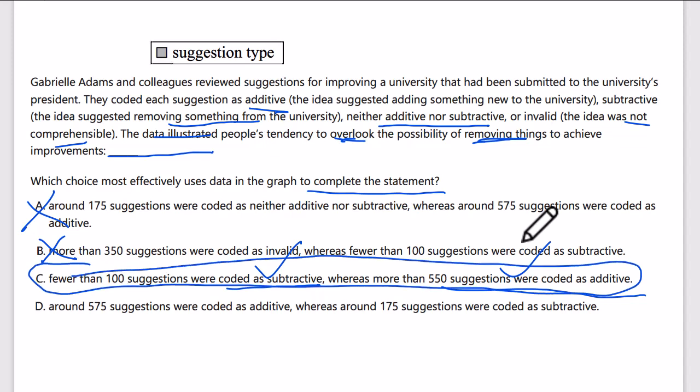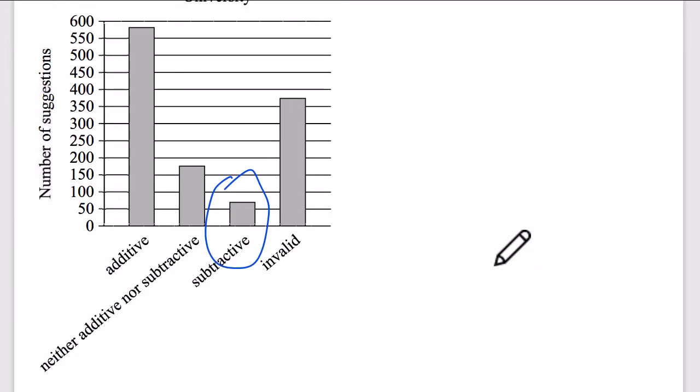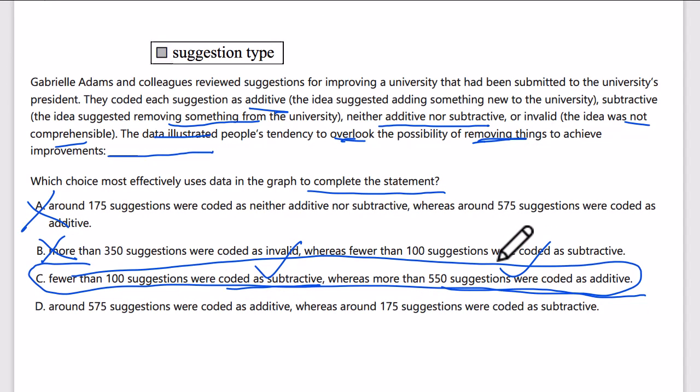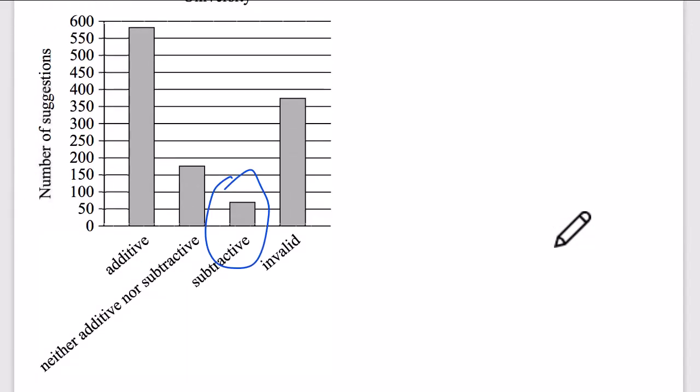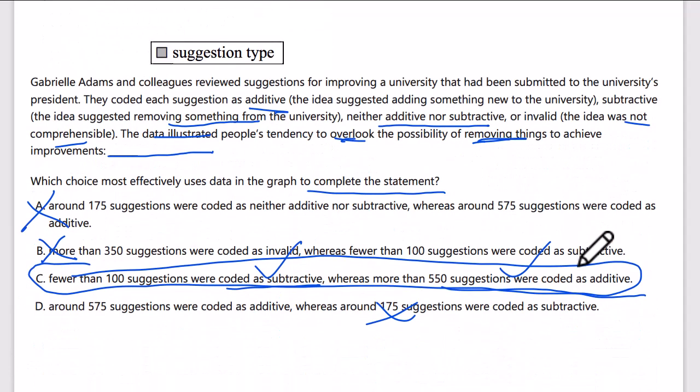Just a quick check of D. Around 575 were coded as additive, whereas 175 were coded as subtractive. Is that right? That's wrong. 175 were not coded as subtractive. It was less than 100 that were coded as subtractive. In fact, it looks like it was only about 70 or so. So kind of the right idea to answer the question in D, but not accurate to the graph. C is the answer. It's accurate and relevant.